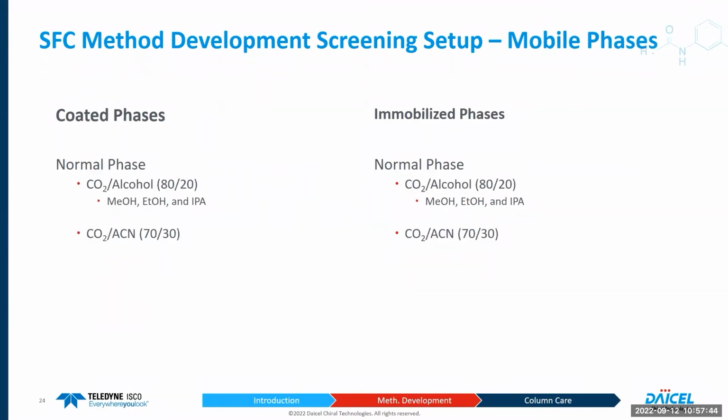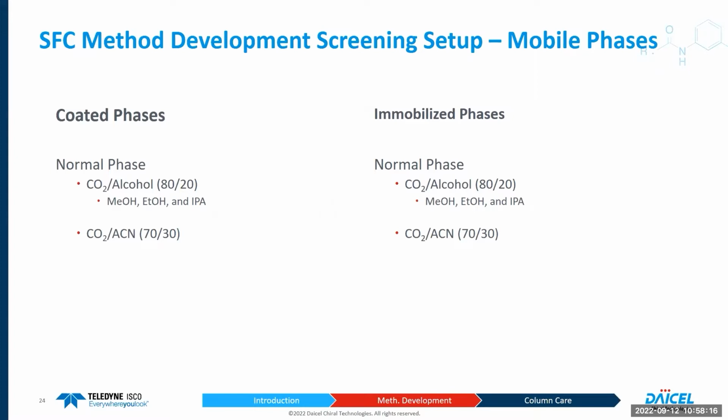Now the mobile phases, I have them listed here as normal phase. In effect, CO2 alcohol acetonitrile is the same as normal phase LC, which would be hexane alcohol. So the naming hopefully doesn't throw you too much. So normal phase, we're talking about CO2 alcohol in this case, methanol, ethanol, or isopropanol, and then CO2 acetonitrile. I have here listed 80-20 and 70-30 respectively for alcohol and acetonitrile.